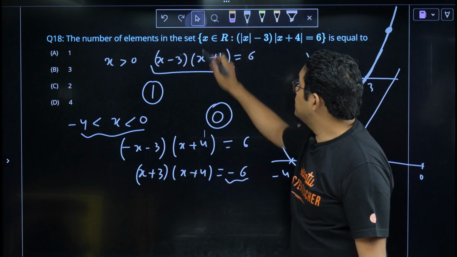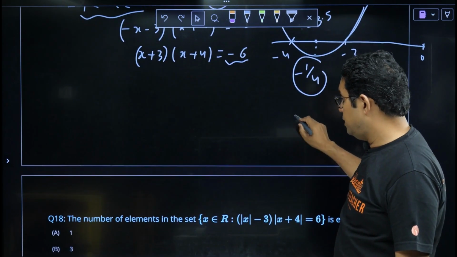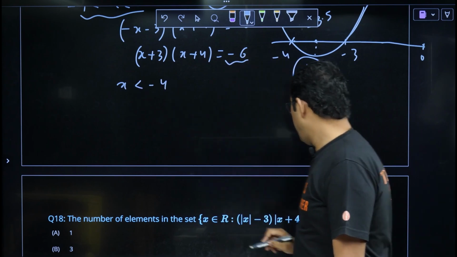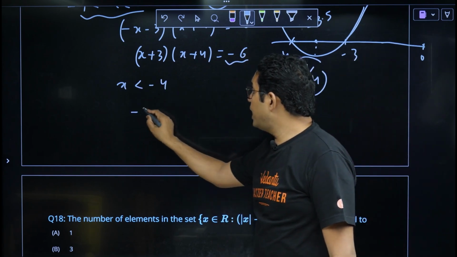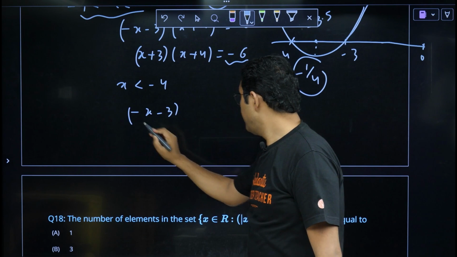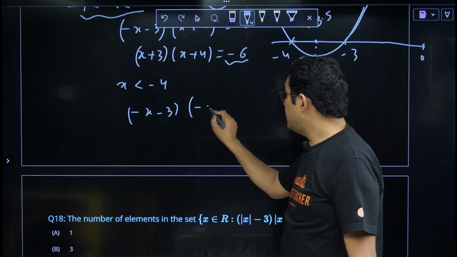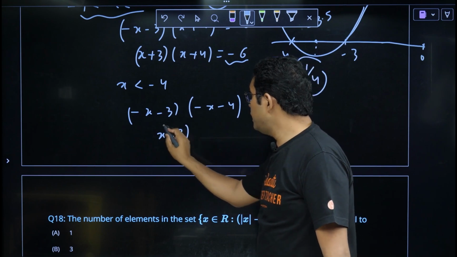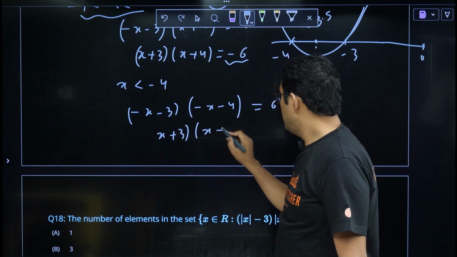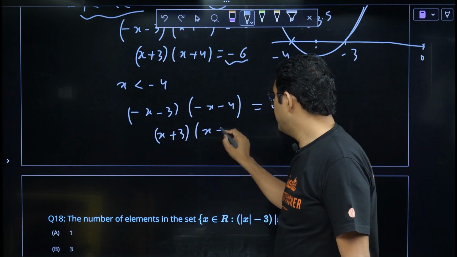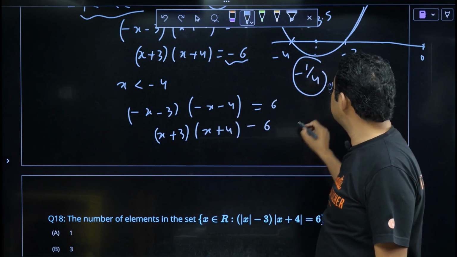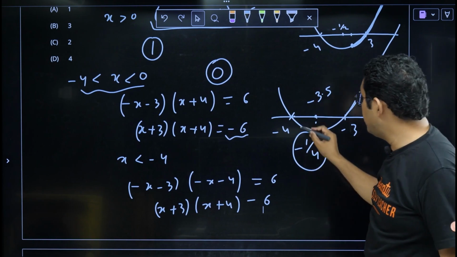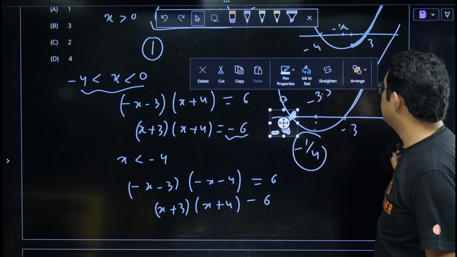And the last case is when x is less than minus 4. When x is less than minus 4, both brackets will be negative. So minus x minus 3, with minus sign, minus x minus 4 equal to 6. This time it will be x plus 3 into x plus 4 equal to 6 only. I think a similar graph to the one we have drawn here, but this time it will be from minus 4 to minus infinity.